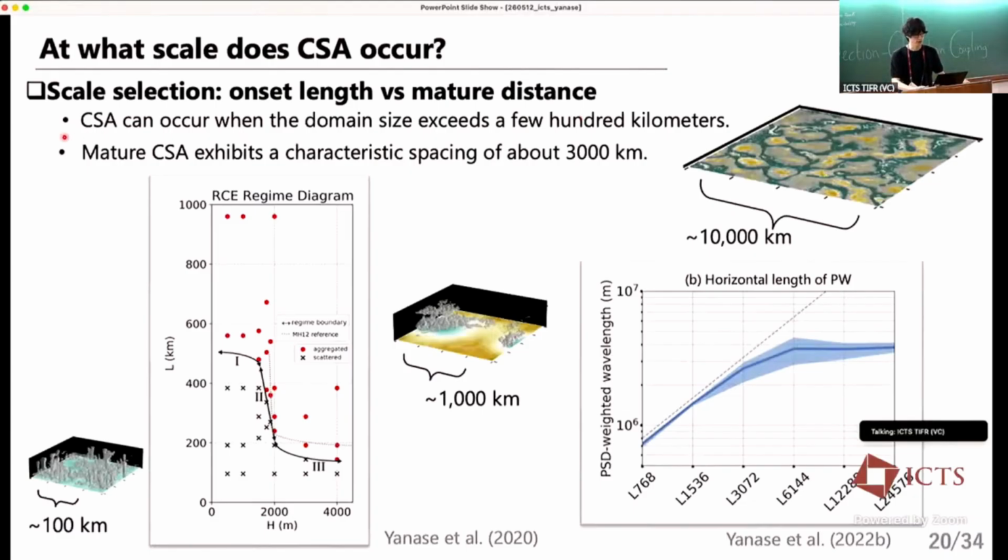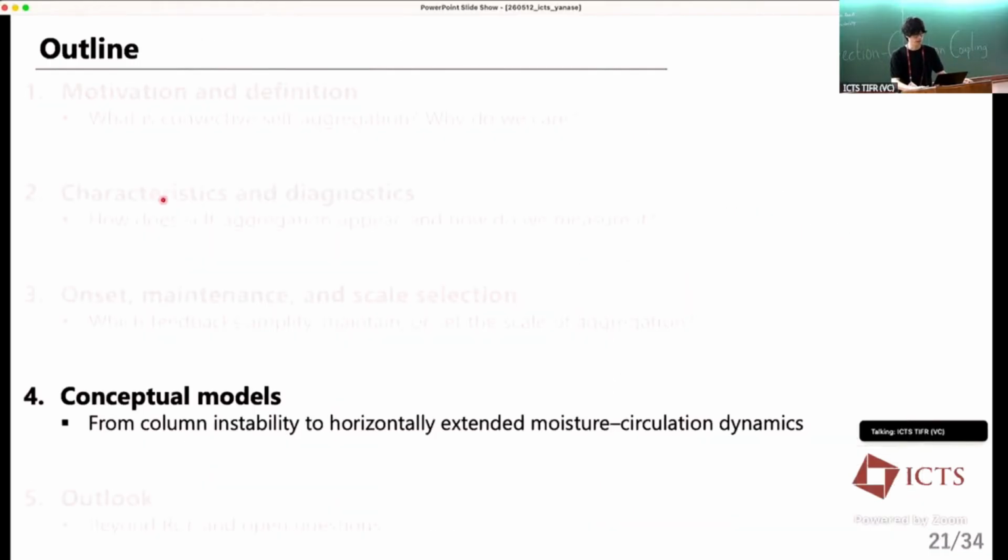So yeah, that's the numerical result. And finally, we will move on to the conceptual model and how we can understand self-aggregation in a simple way.